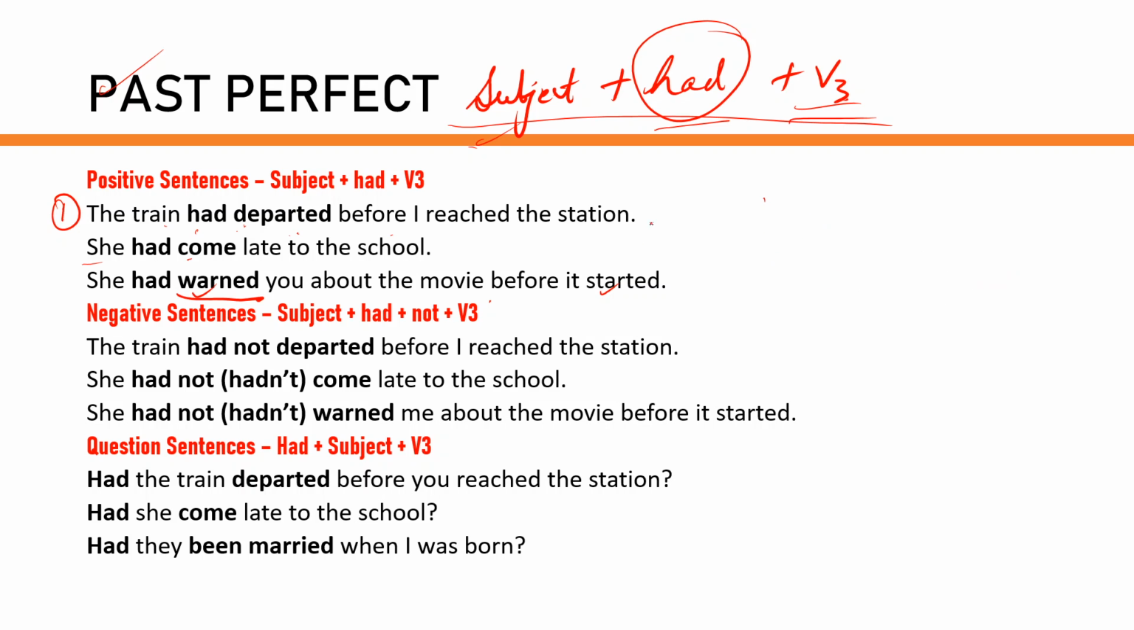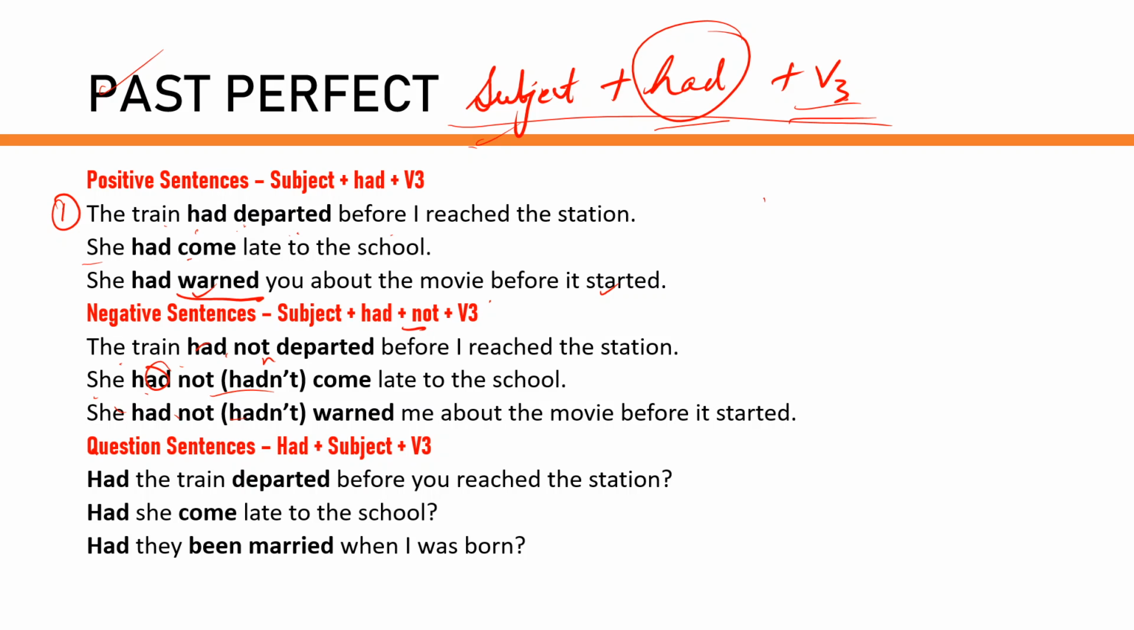Now we move on to negative sentences. We'll just add a not before the main verb. The train had not departed. She had not come late, she had not warned me, simple, not लगा दिया. Now what will we do about questions?